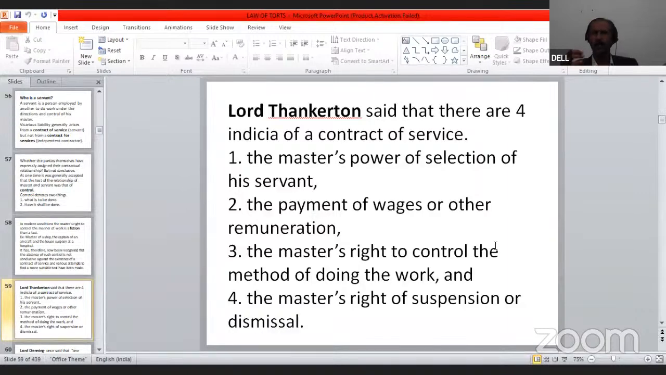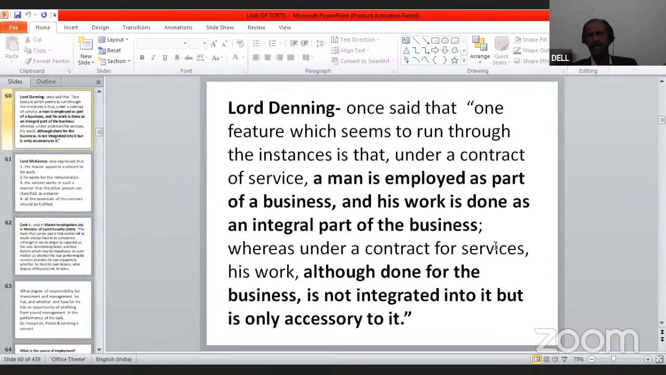Lord Thankerton says, when the question of how to determine the relationship of master and servant arises, there are four important essentials he prescribes. The one is the master's power of selection, that is, power of appointment. Number two, payment of wages and other remunerations, the power to pay salary. Number three, the master's right to control the method of doing work, that is, the manner of doing work. Now we said in control, what is to be done is the power of appointment, and how it shall be done is the manner of doing work. The fourth one, the master's right of suspension or dismissal. The person who is considered the appointing authority has the power to dismiss and also suspend, according to Lord Thankerton.